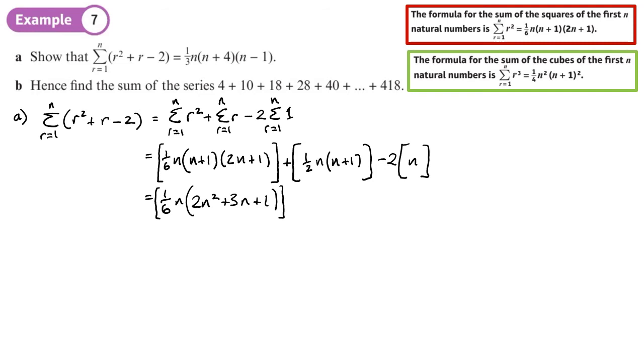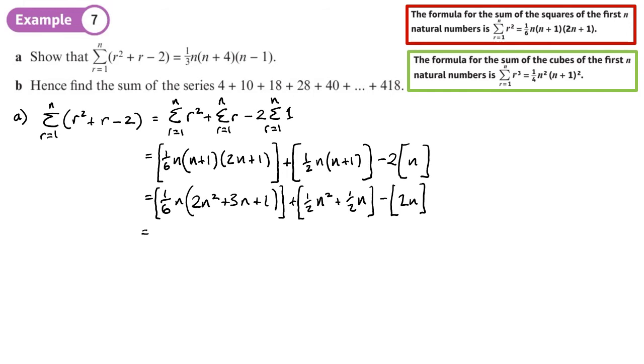Then for the second bracket, yeah, I'll multiply that all out. Now I'm going to keep the half here, and then I'll get half n squared plus half n. Okay, so I'll leave it like that, and then minus this 2n at the end. Right, let's see what we can do to try and tidy this up.